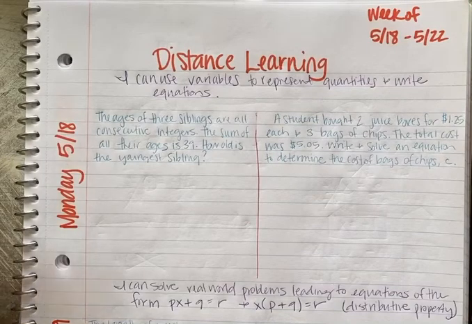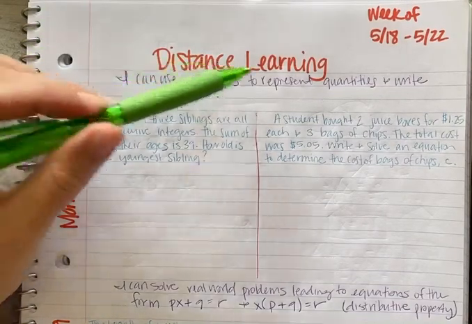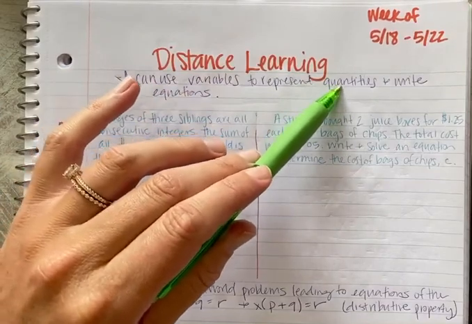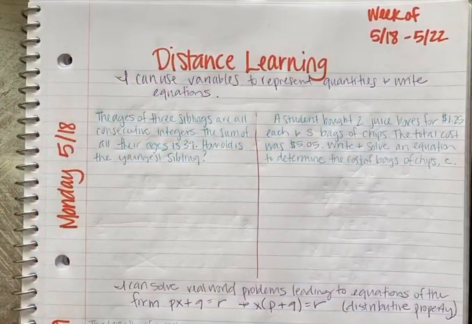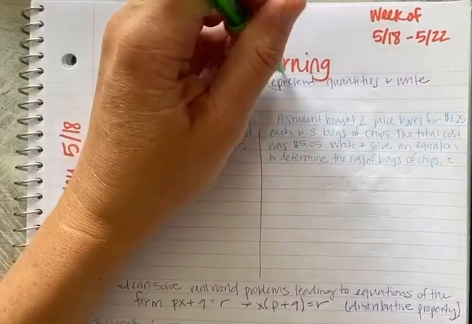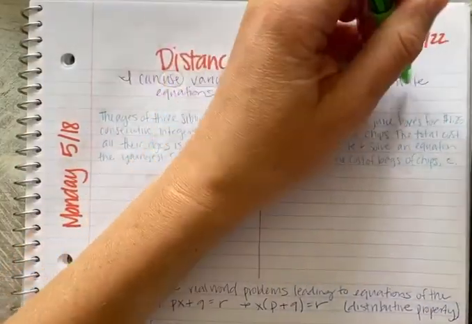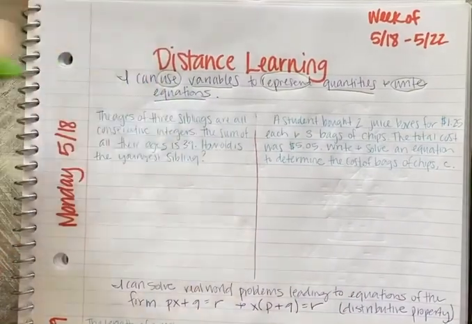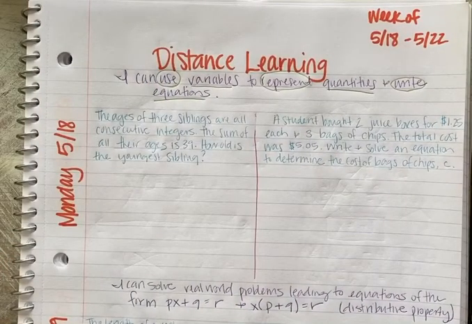Today's objective is to use variables to represent quantities and write equations. So we're going to be using variables to represent quantities, and then we also need to write equations. So let's take a look at our first example.